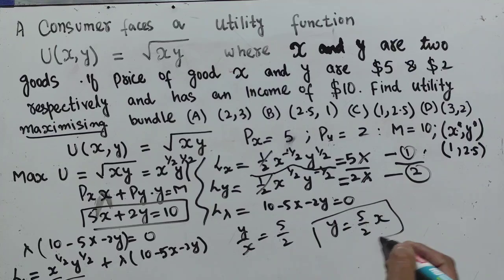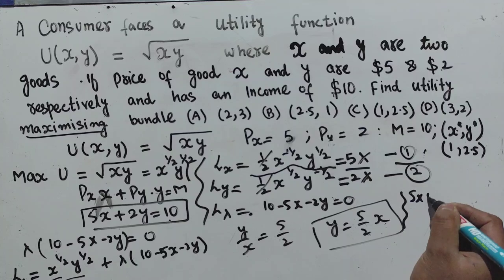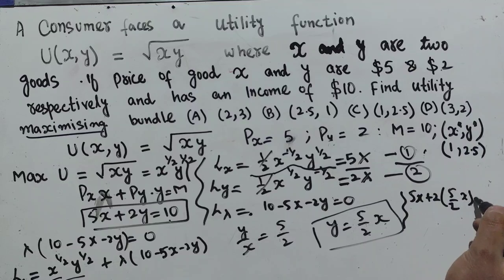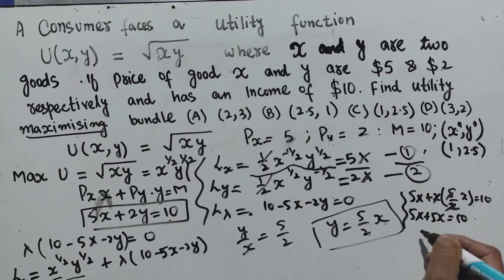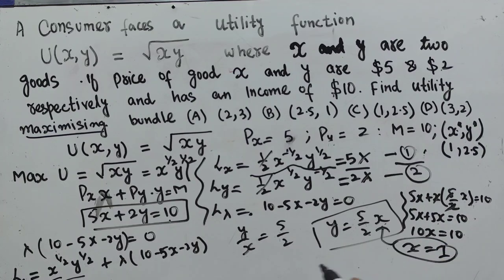Then we plug the value of y is equal to 5/2 x either in this equation or in the given budget equation. So 5 times x plus 2 times the value of y, again 5/2 times x, should be equal to 10. 2 gets cancelled, so we get 5x plus 5x is equal to 10, which is 10x equal to 10, or x is equal to 1. To find the value of y, plug in the value of x, so y will be equal to 5/2 times 1, which is 2.5.